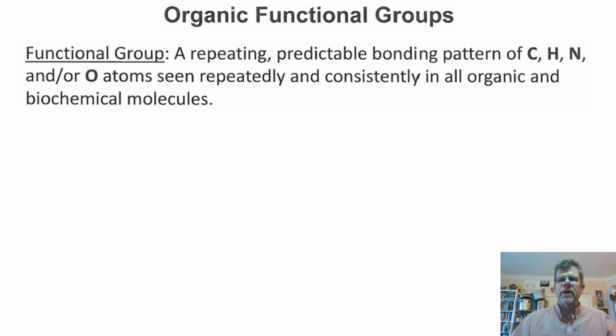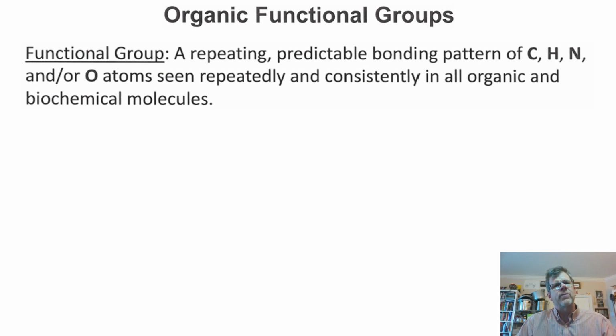So with our four building blocks, carbon, hydrogen, oxygen, and nitrogen, we're able to put together pretty much an infinite number of possible molecules that can be put under the auspices of an organic structure. But we find that, indeed, while the number of molecules that we could make is in effect limitless, these four atoms do seem to come together in certain repeating bonding patterns, which are predictable. We see them repeatedly and consistently in all of organic chemistry and in biochemistry.